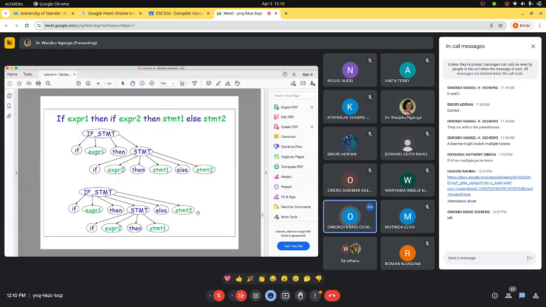I can try. Okay. So for the diagram above, when expression 1 is false, there's a chance that either statement 1 or statement 2 will run. And for the lower diagram, if expression 1 is false, only statement 2 can run. So there's ambiguity there.